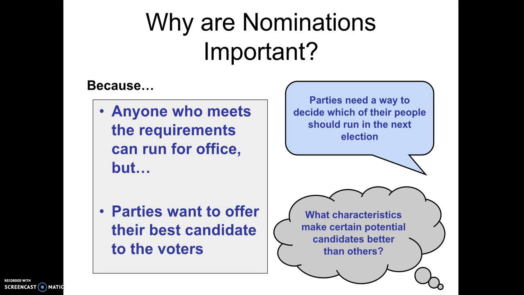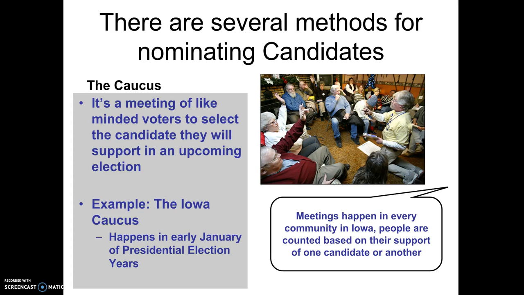But political parties who control this nomination process don't want just anybody to run for president. They want the best candidate possible to run for president for them. So parties engage in a nomination process because they want to give their best candidate to the voter. And there's lots of methods that they use to select the candidates that they're going to run in the elections.